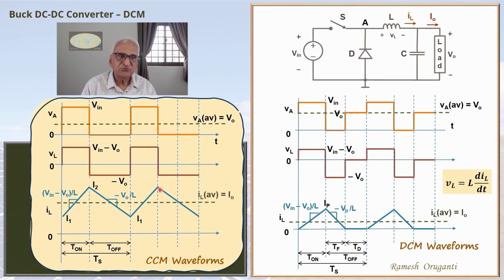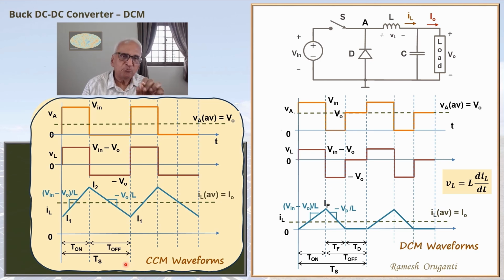In the case of DCM, there are three intervals: T-on, TF, and TD. The T-off interval is split into two sub-intervals: the freewheeling interval and the discontinuous interval. Whereas in the case of continuous conduction mode, there are only two intervals: T-on interval and T-off interval, which is also the freewheeling interval. So the discontinuous interval is absent in the case of CCM operation.